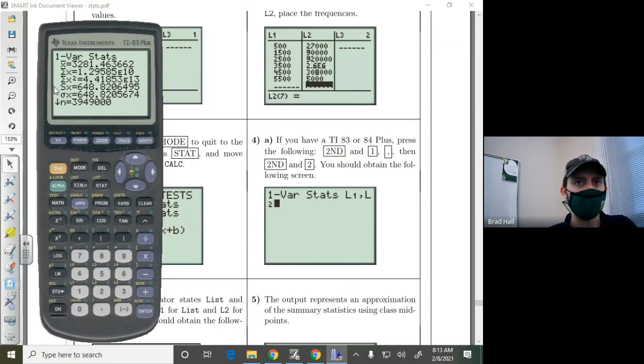So make sure you get those values. If you did, you typed in everything right. If not, make sure you go back and check what you have.